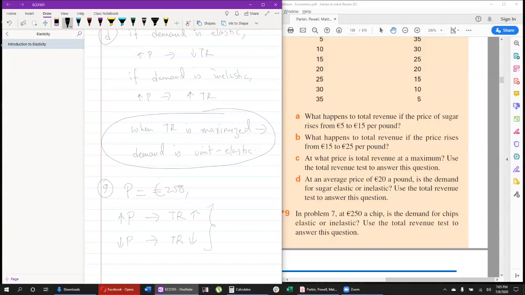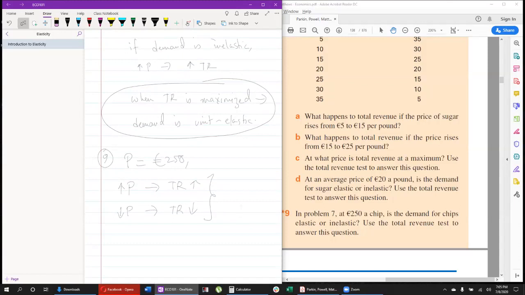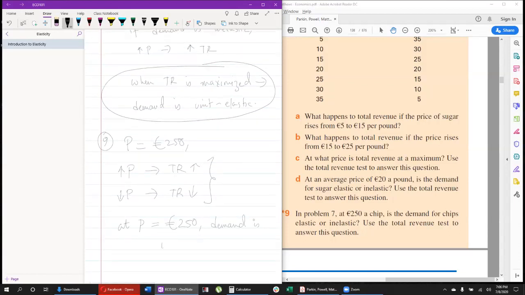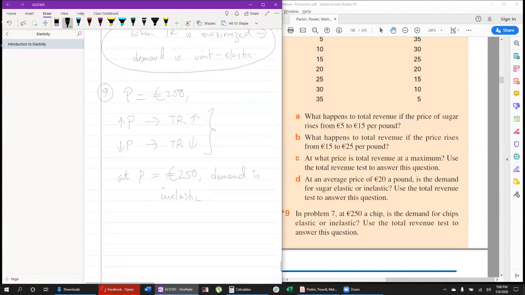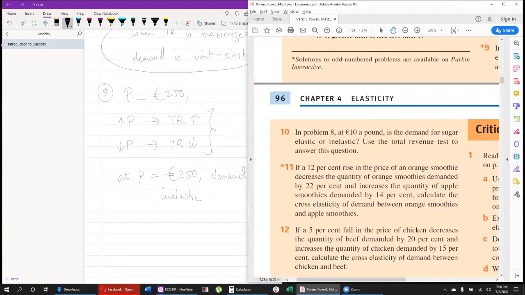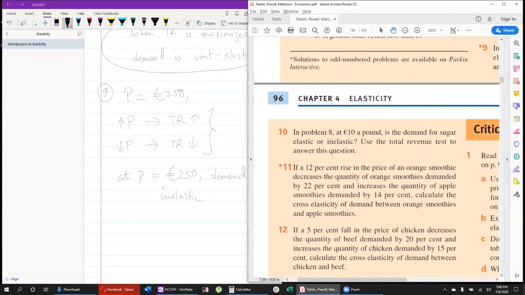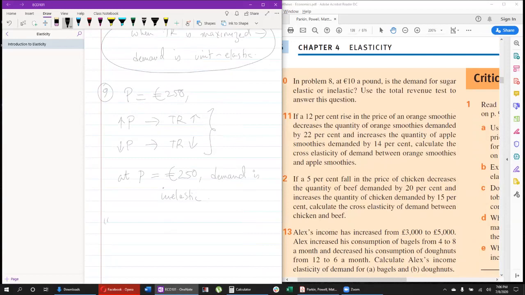And when you put these two together, what that means is that at price 250, demand is inelastic. Once again, I am not explaining this. You guys should be able to figure out why. Okay, give it a go. Number 10 is exactly the same as number 9, so I'm leaving that for you guys as well. Let's give number 11 a go.